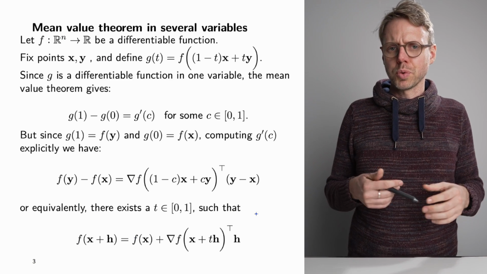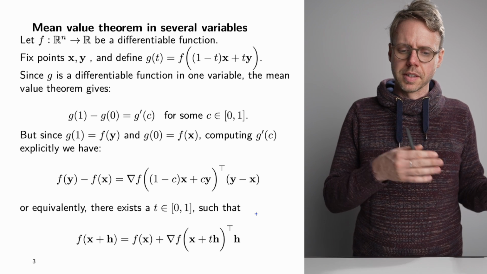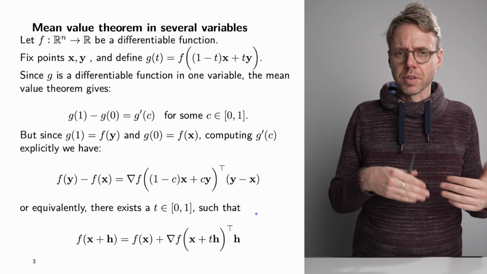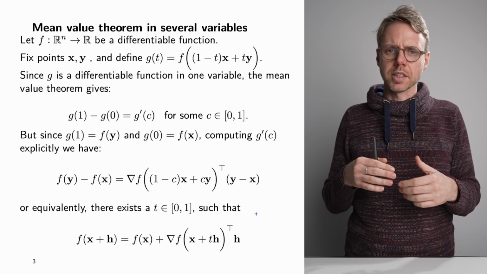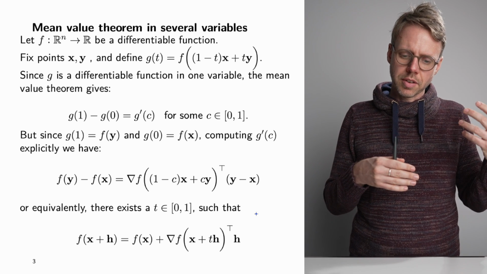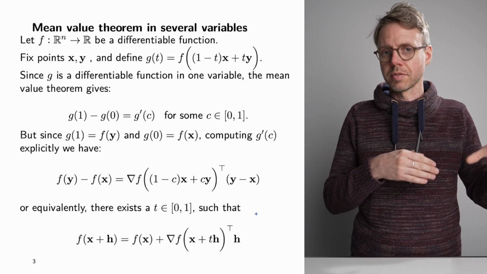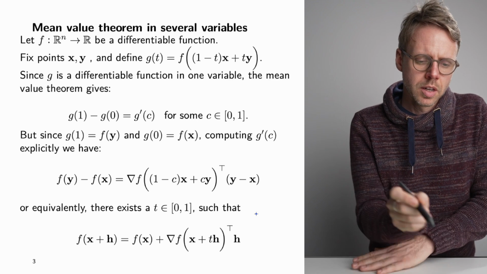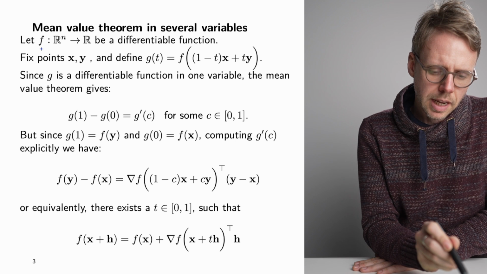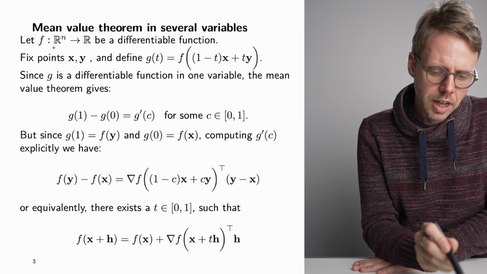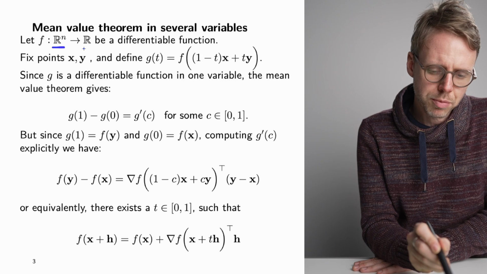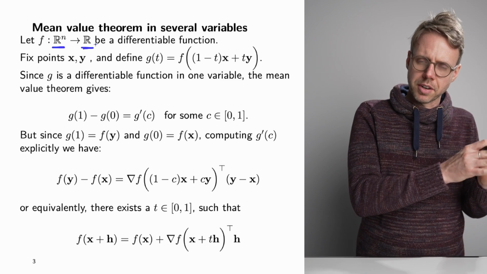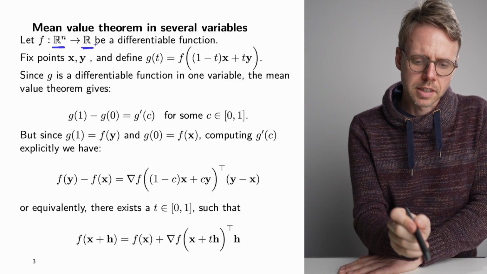Now that we have reviewed the mean value theorem in a single variable, we have to think about how we can generalize it to functions that have several variables, so that have a vector of inputs. So let's say we have a differentiable function f that takes a vector as input and outputs a real number. So it goes from R^n to R. It's differentiable.